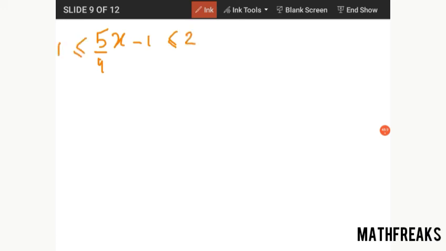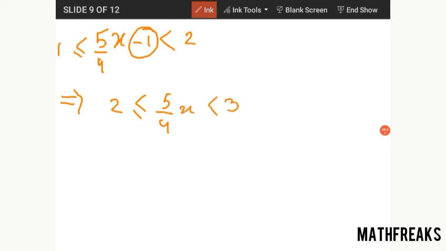Now solve for x, find the range of x. Now find the range of x. Done. Now how did you do this? You have to eliminate -1, so we have to add 1. So in order to remove 1, sorry, -1, we have to add 1 to both the sides. So this will be something like this.